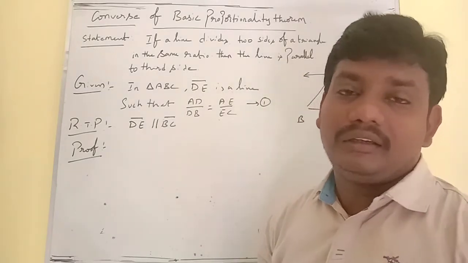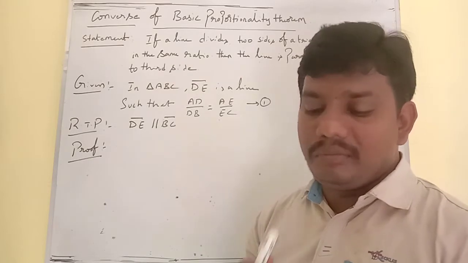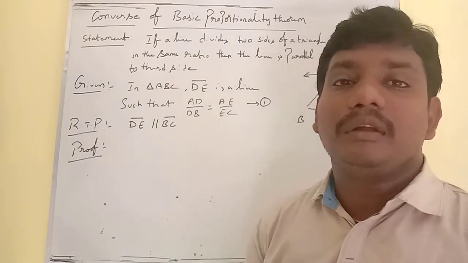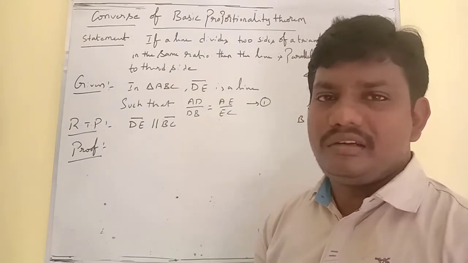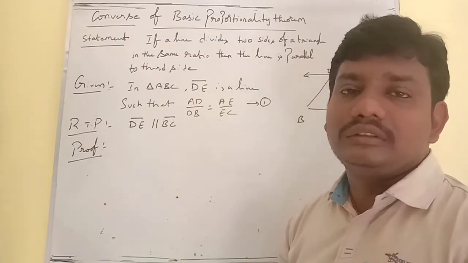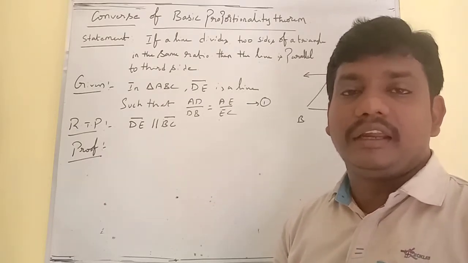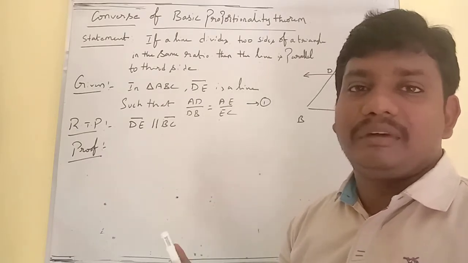Whereas in the indirect method there are two types: one is the contradiction method, another is the counterexample method. In the contradiction method, one chooses the denial of the statement, that is, the negative of the statement, as true.